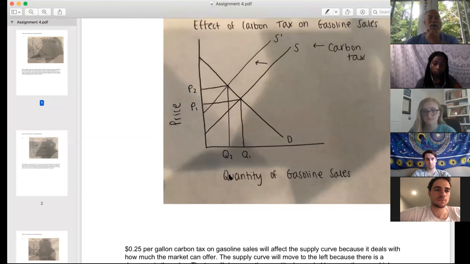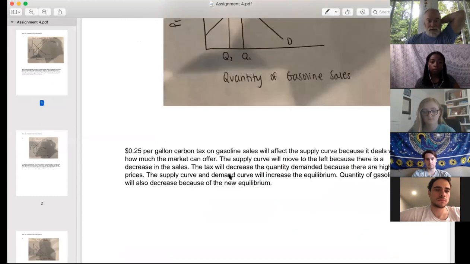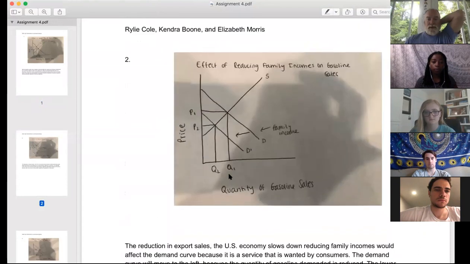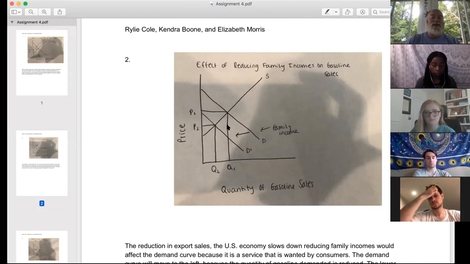Okay, now the second part of the problem says, let's see if I can find it. Because the economy is slowing down, family incomes fall. And because family incomes fall, we can't afford to buy as much gasoline as we used to do. So a decrease in income is going to cause a leftward shift in the demand curve, a reduction in demand.